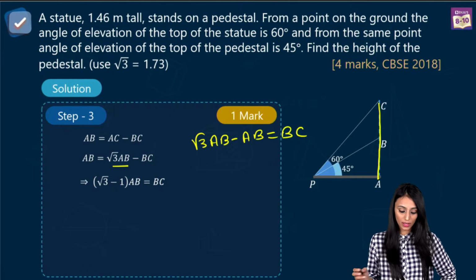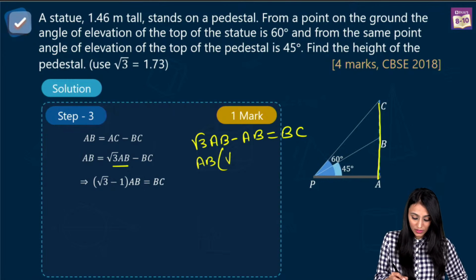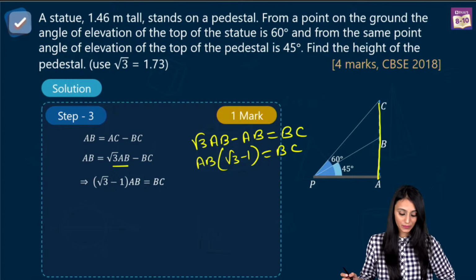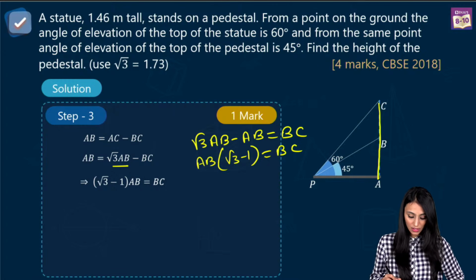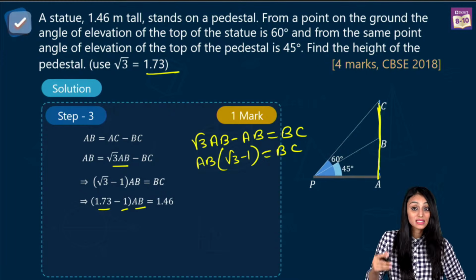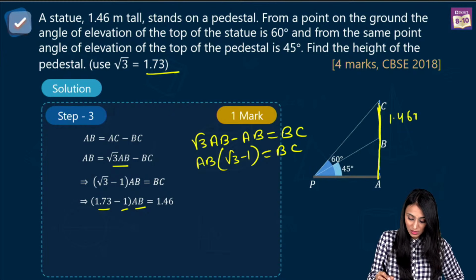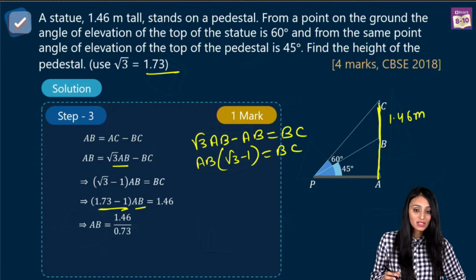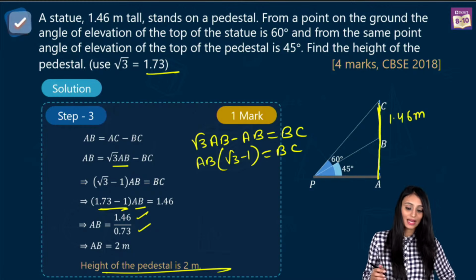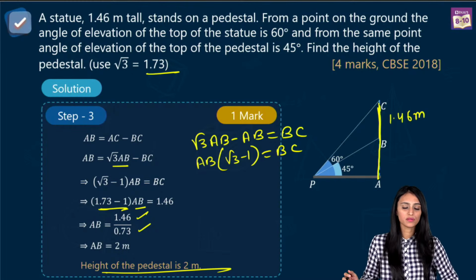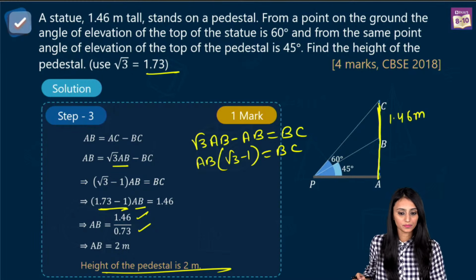Right. Okay. So let's take AB common from here. We have root 3 minus 1 times AB equal to BC. Right? Okay. So what we can say here is, let's put root 3, that's 1.73, minus 1 times AB, and what is BC? BC is the given length of statue. That's 1.46 meters. Right? Let's put it here. So what do we get? 1.73 minus 1 is going to be 0.73. 1.46 by 0.73, you get 2 meters at the end. That's the height of the pedestal. Exactly 2 meters, that's correct. 1.992 is also fine. It's okay. You can round it off and give the answer.